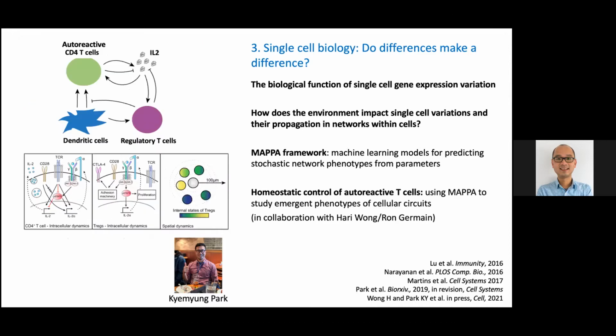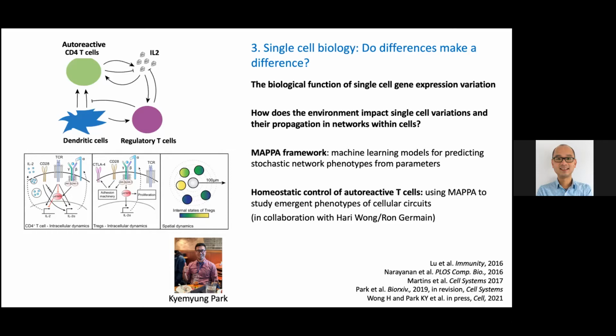And more recently, in collaboration with Harry Wong from Ron Germain's lab, we used this approach MEPA to study the homeostatic control of single autoreactive T cells. So it turns out that in addition to having autoreactive T cells pruned during T cell development in the thymus, you can actually find plenty of T cells in circulation that are reactive to your own tissues even.